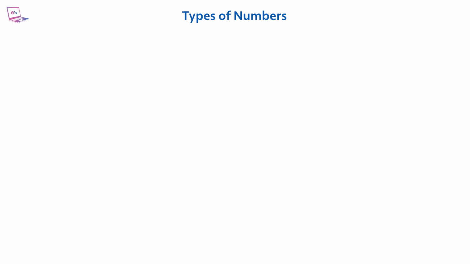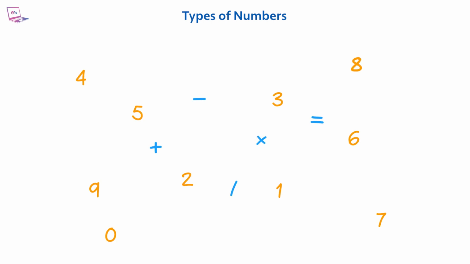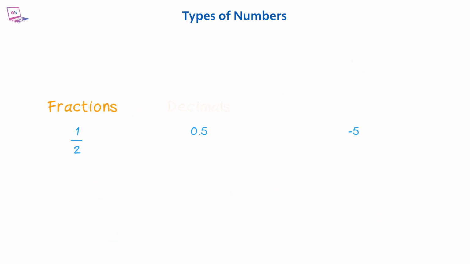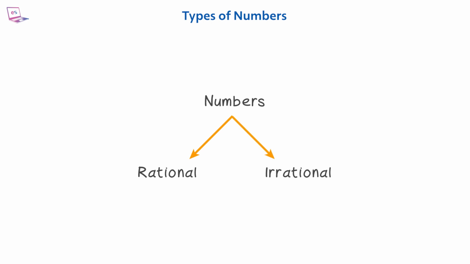Types of numbers. In this video, you will learn the different types of numbers. Math is all about numbers and operators, and you might have come across or will see different types of numbers like fractions, decimals, negative numbers, etc. However, all types of numbers can fall under two categories, rational or irrational.